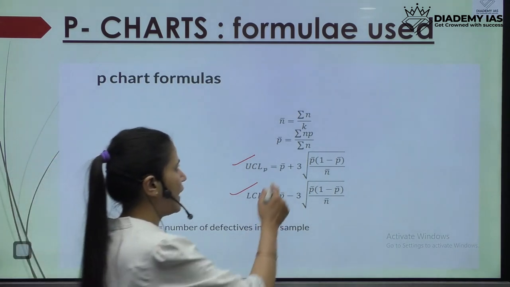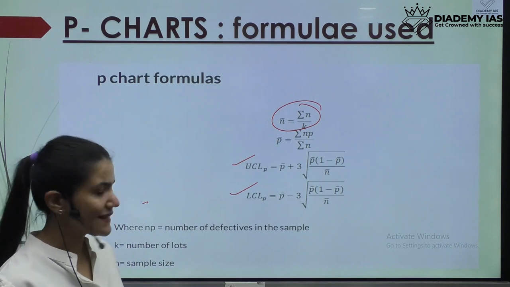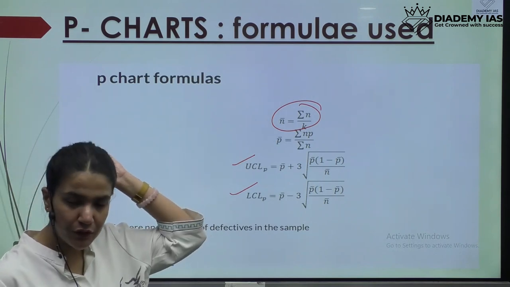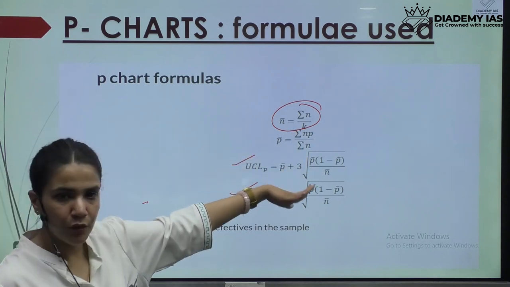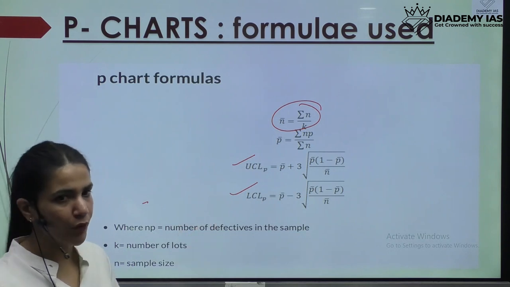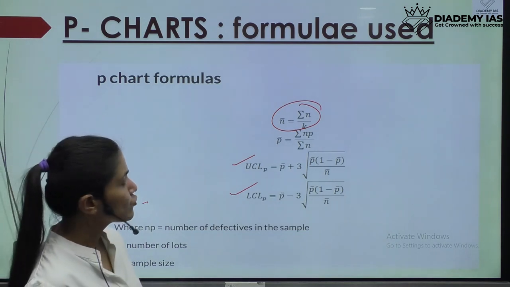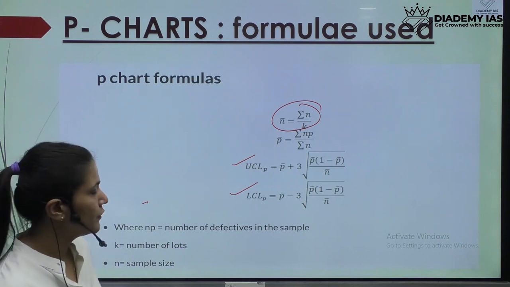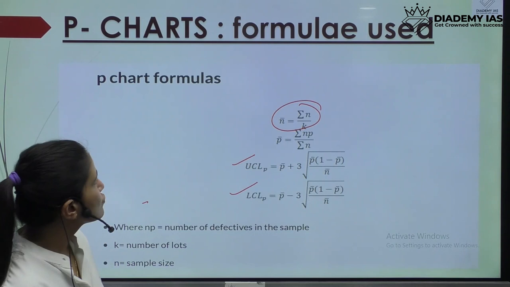And you can find out the N bar, or N is basically, in UPSC, the N is definitely maintained as the same value. They don't want you to waste your time. But still, if it comes out, it is sigma N upon K. P bar is NP upon N, that you already know, B upon A, that we have just calculated, where N is the sample size, and K is the number of lots. So all this will be mentioned to you according to the question or the data you have.